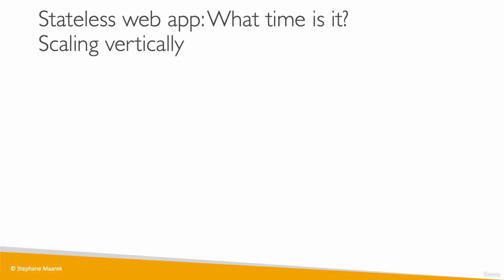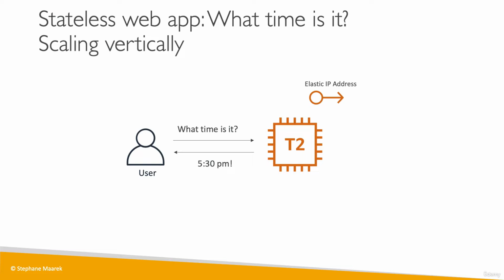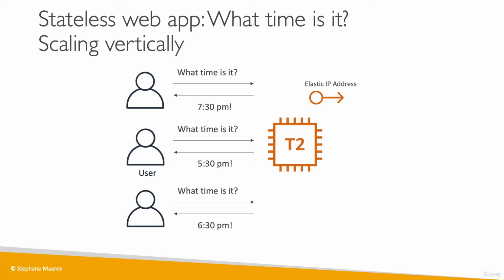So now our users are really having a good time using our application. So they tell their friends, hey, you should use this application. So another friend comes in and asks, what time is it? 7:30 p.m. And another friend comes in, what time is it? 6:30 p.m. And so we realize here that our application is getting more and more traffic. Suddenly the T2 micro instance isn't enough. And so as a solutions architect, we say, wait a minute, maybe we should replace that T2 micro instance with something a little bit bigger to handle it.